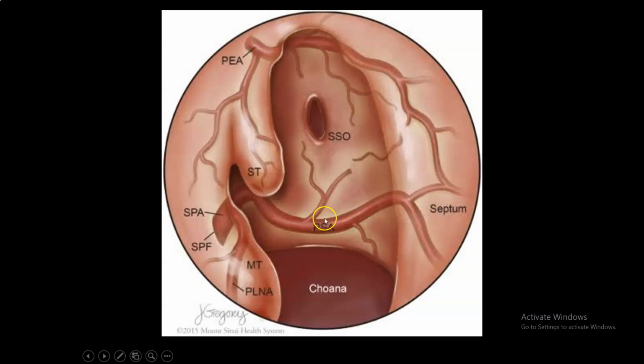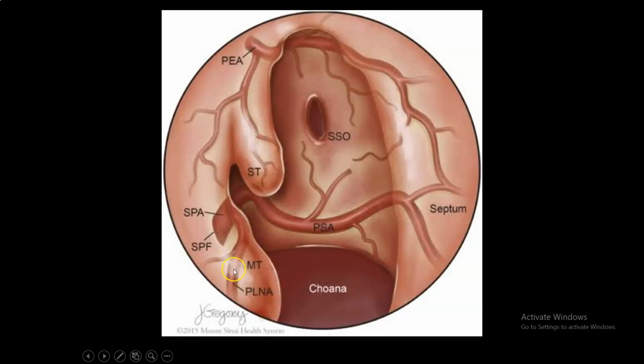So the blood supply of this region: the sphenopalatine artery, from the sphenopalatine foramen, above the middle turbinate, gives two branches. The posterior septal artery, crossing from lateral to medial, nourishing the posterior part of the nasal septum, and another branch, the posterior lateral nasal artery, on the surface of the superior turbinate. So the sphenopalatine artery divides into the posterior septal artery and the posterior lateral nasal artery.